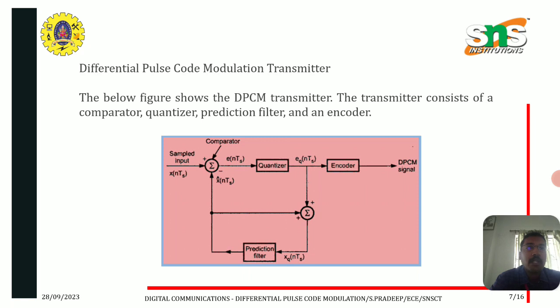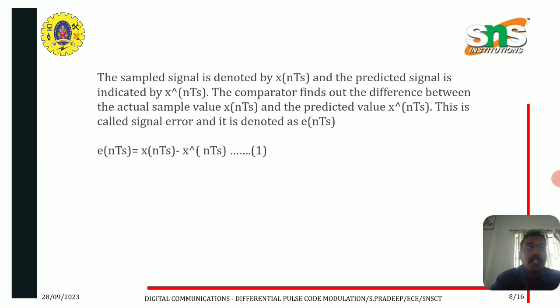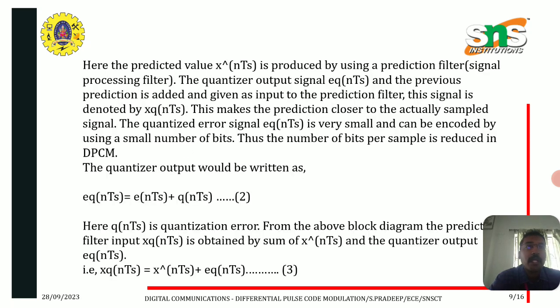The transmitter portion of the DPCM is given in this figure. The transmitter consists of a comparator, quantizer, prediction filter and an encoder. The sampled signal is denoted by x of nTs and the predicted signal is indicated by x cap of nTs. The comparator finds the difference between the actual sample value and the predicted value. This is called the signal error and is denoted as e of nTs. Here the predicted value x cap of nTs is produced by using a prediction filter.